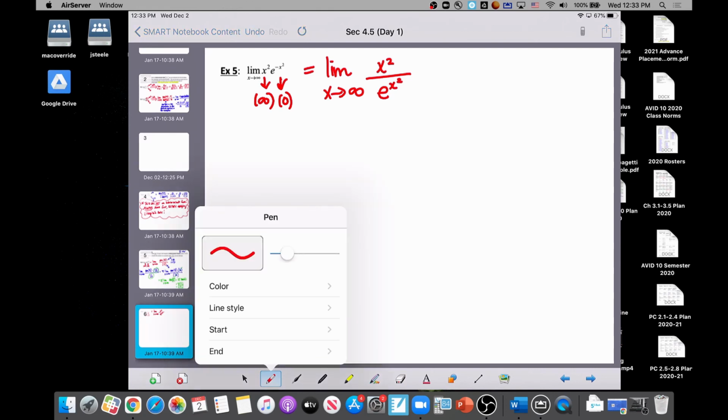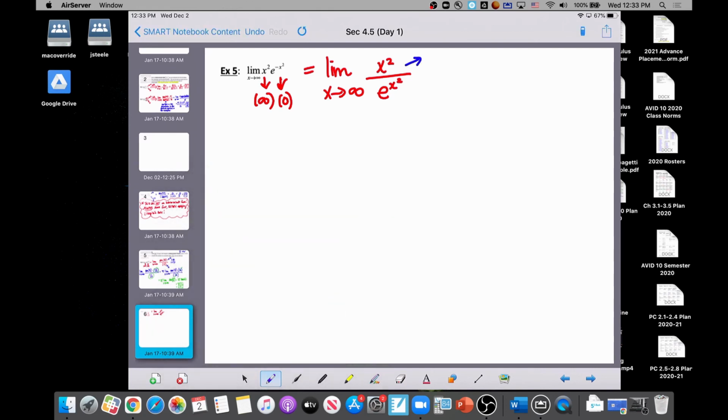So now if I were to do direct substitution with my infinity, I would have infinity on the top and infinity on the bottom. And infinity over infinity is an indeterminate form that allows us to use L'Hopital's rule. So now we're going to take the derivative of the numerator and the derivative of the denominator. So this is going to be equal to the limit as x approaches infinity of 2x over the derivative of e to the x squared. This is going to be chain rule, it's going to be e to the x squared because the derivative of e to the x is e to the x, but then we have to multiply times the derivative of our exponent x squared, and the derivative of x squared is 2x.